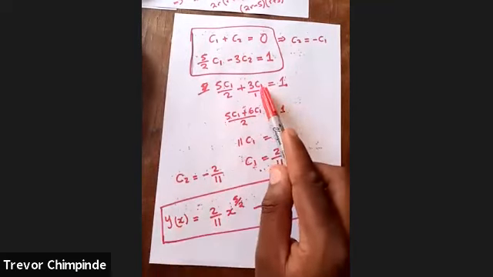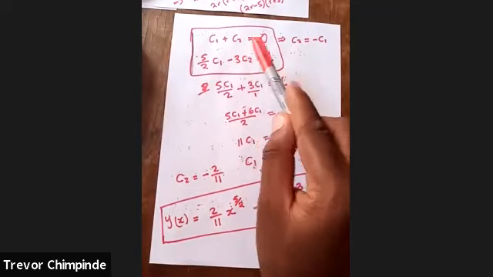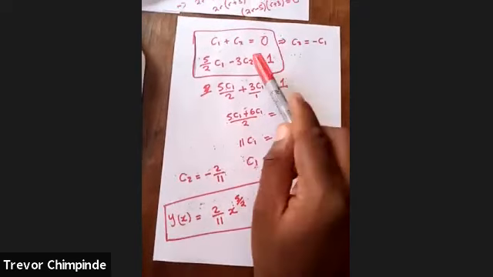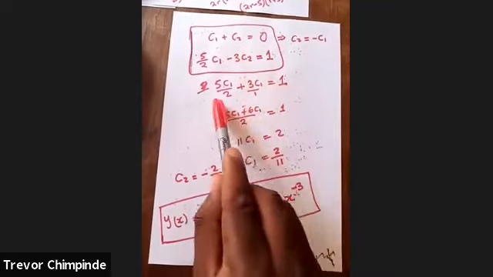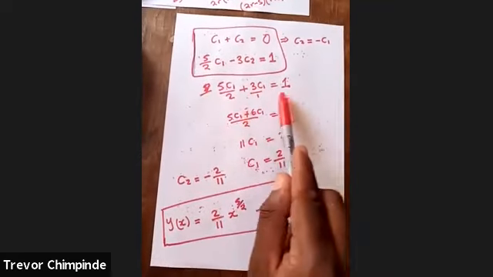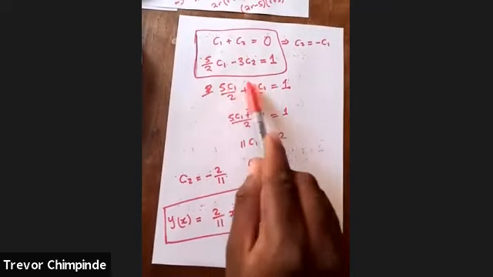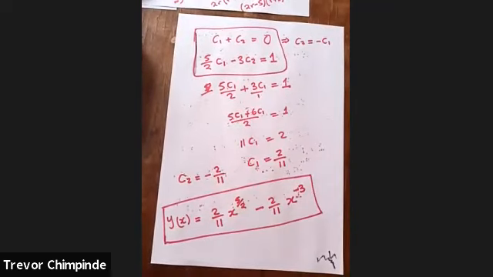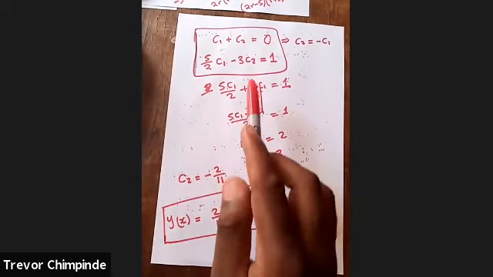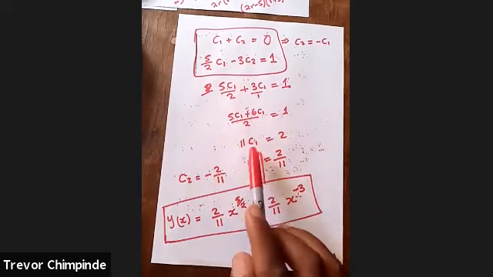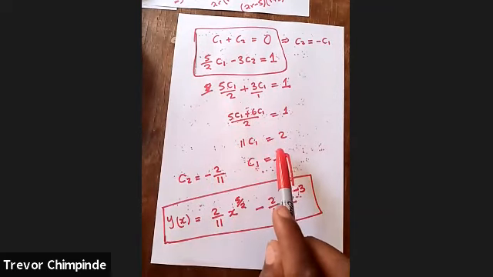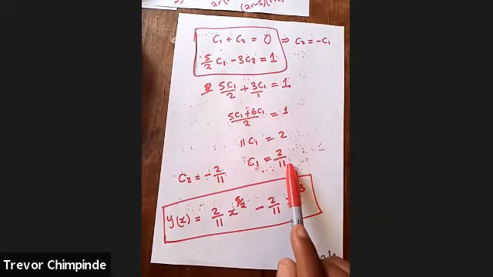When you do that, this C2 here becomes negative C1. So in place of this C2, you put negative C1, and you get this. Once you've done this, you have only one variable, C1, so you can solve it. We did the addition, we solved it, and we found C1 is 11/2.